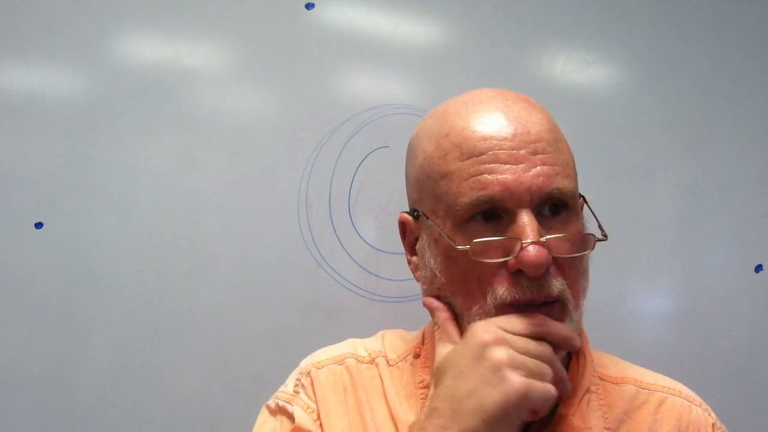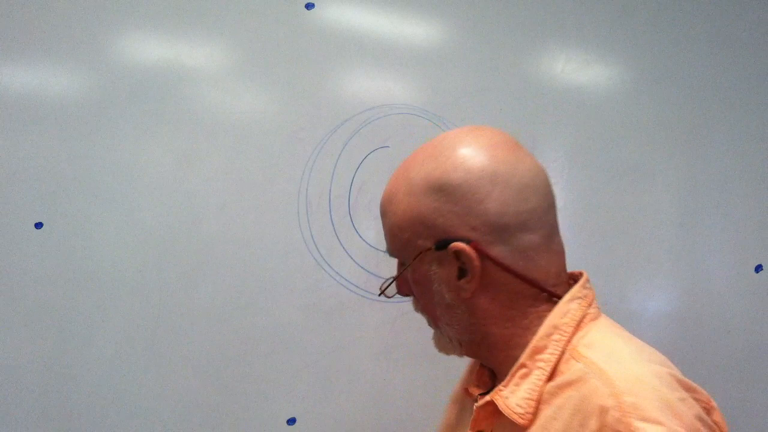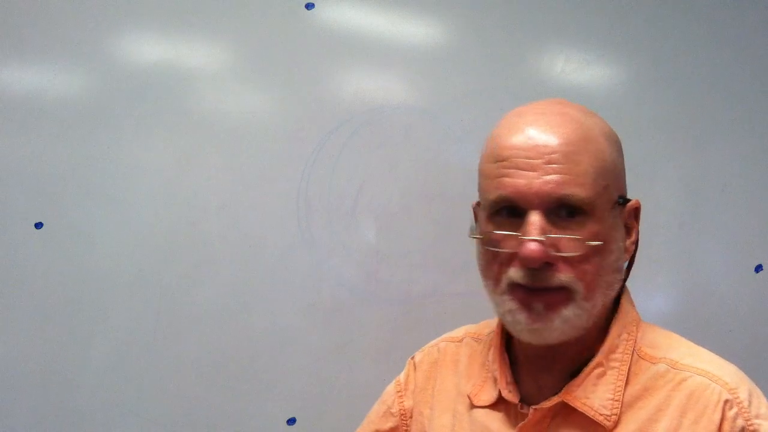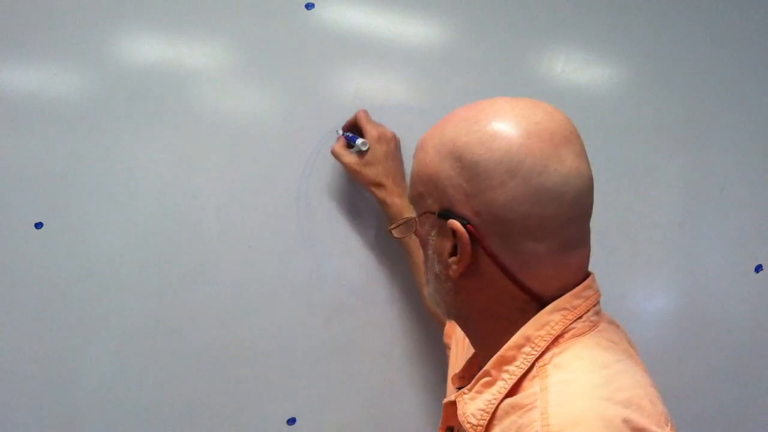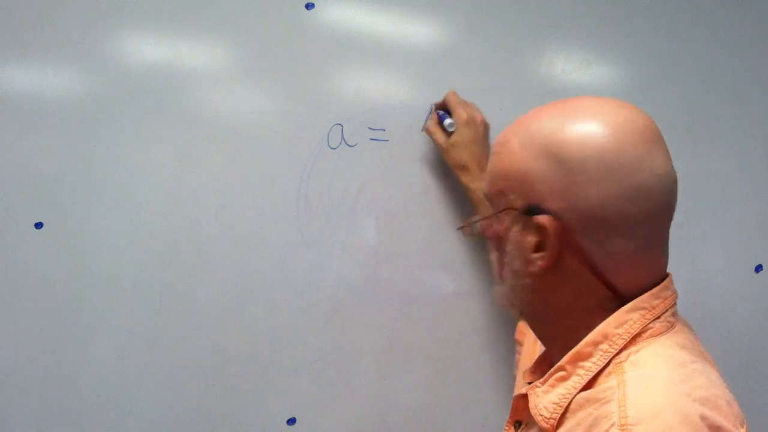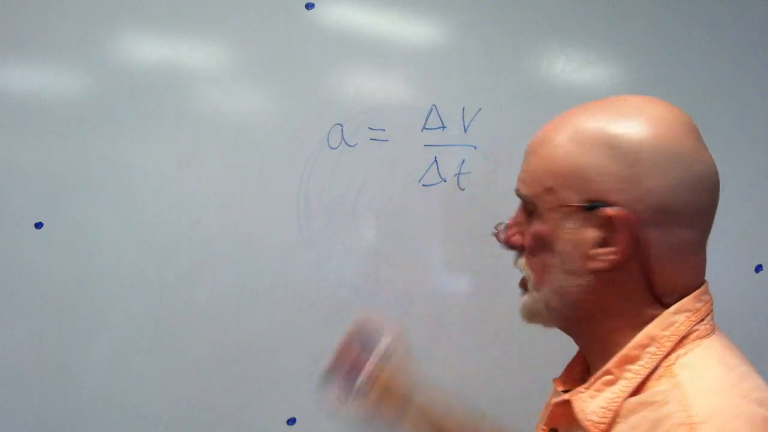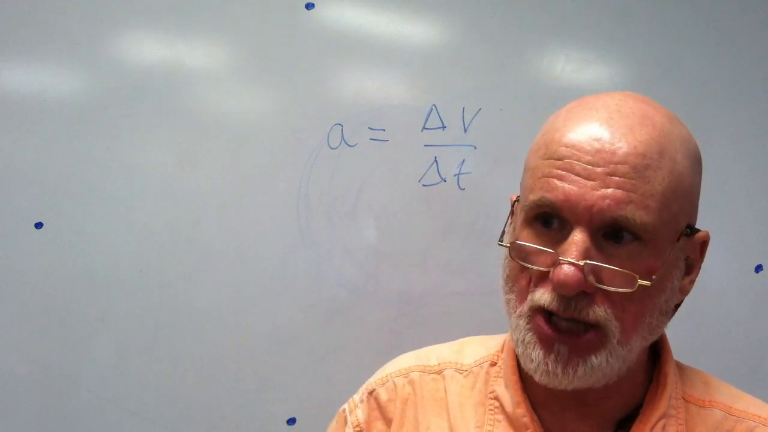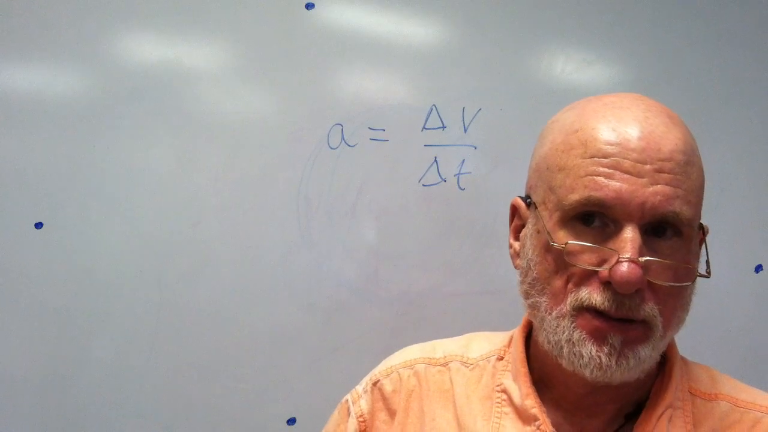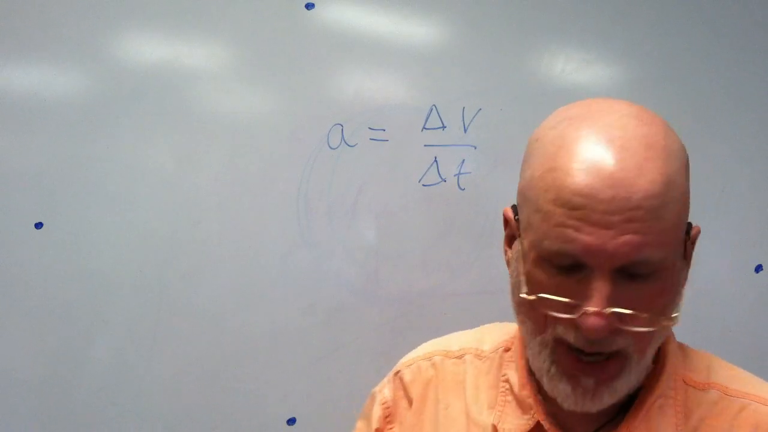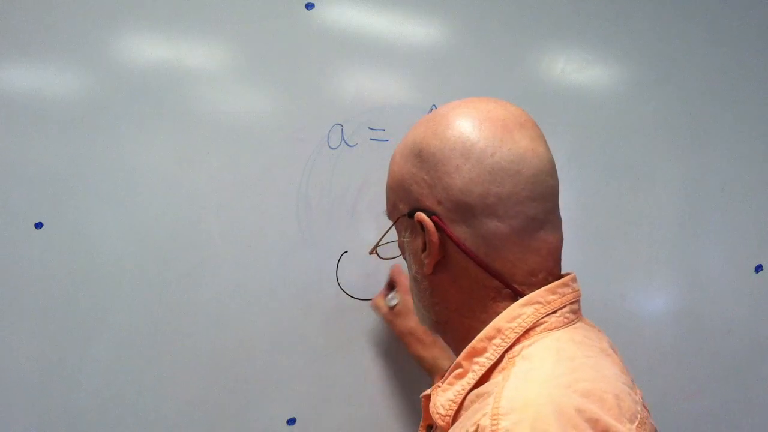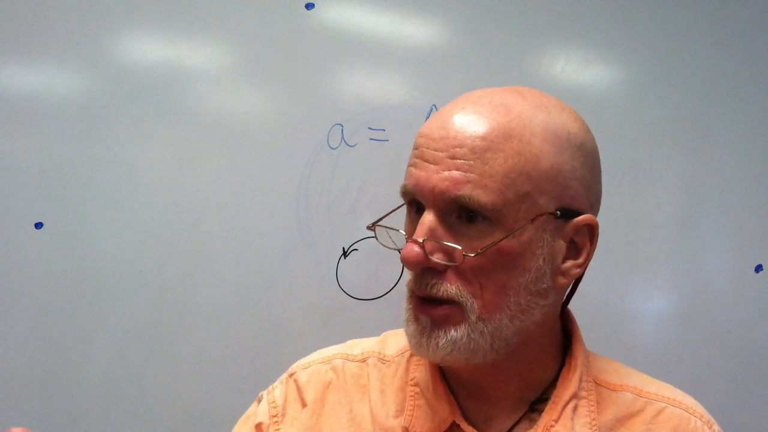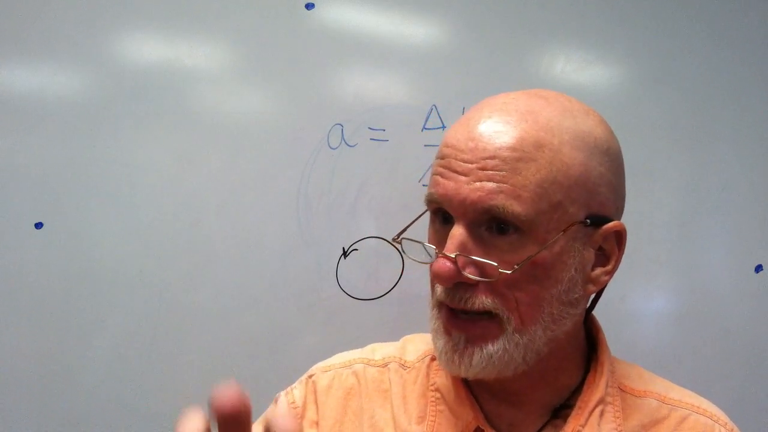But the acceleration, we know, is what? What is acceleration? Meters per second squared. Change in velocity over change in time, correct? Change in velocity. However, if I go around in a circle and I don't have a change in velocity, a change in speed, do I still have an acceleration?